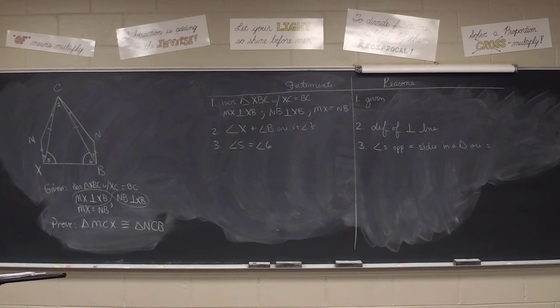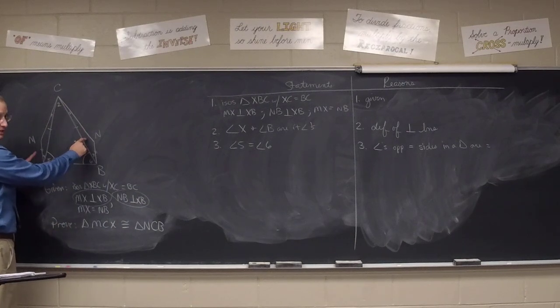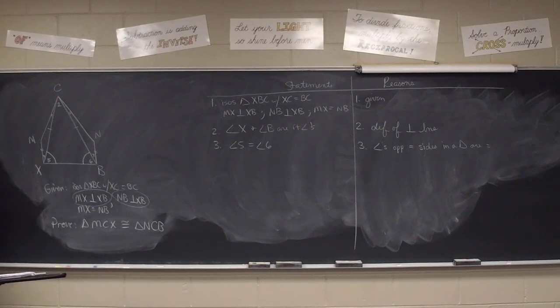Now let's think about what we're trying to prove. I'm trying to prove a couple triangles congruent, right? Which two triangles are we trying to prove congruent again here, Brecken? Triangle MCX, that's this little slivery thing right here on the side, and Triangle NCB, and that's also a little slivery on the side, right? I want those two triangles congruent. Thoughts on how I could get that?